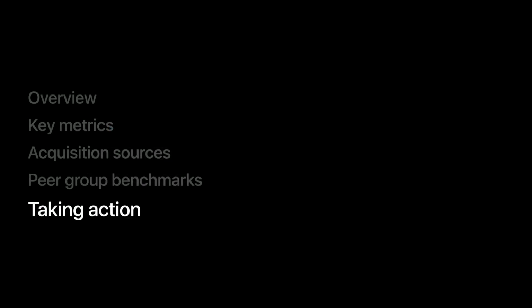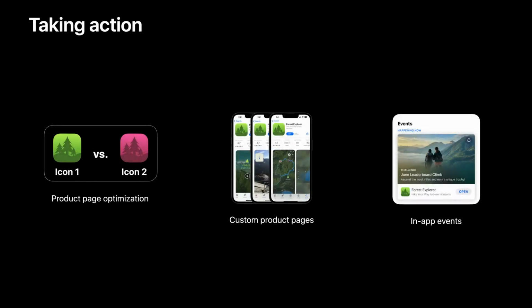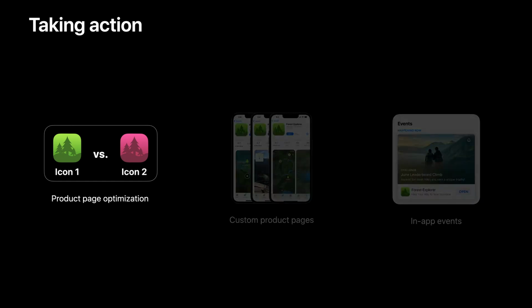Next, let's see how you can use data to take action on everything we've learned so far to help improve your performance. The App Store offers many tools to help you improve. And today, we'll focus on product page optimization, custom product pages, and in-app events. Let's start with product page optimization.